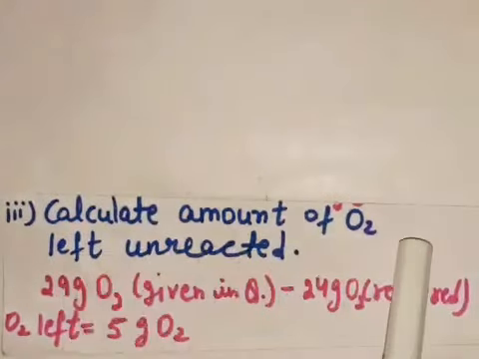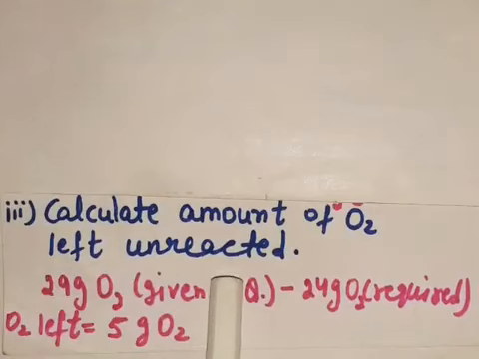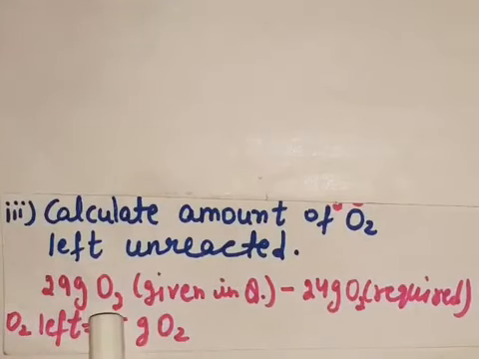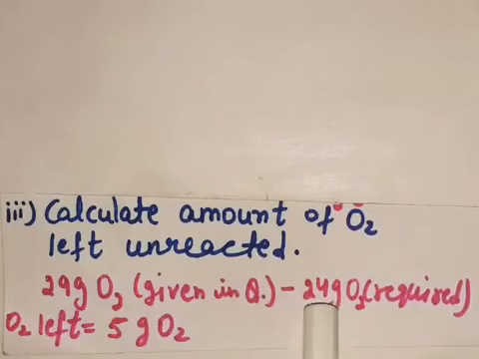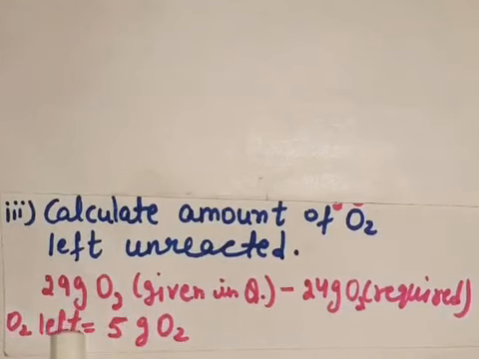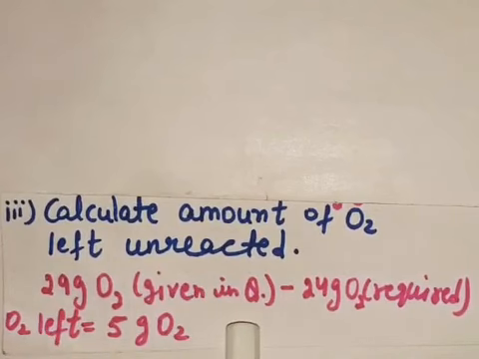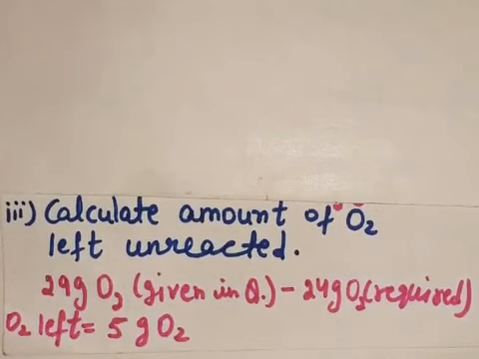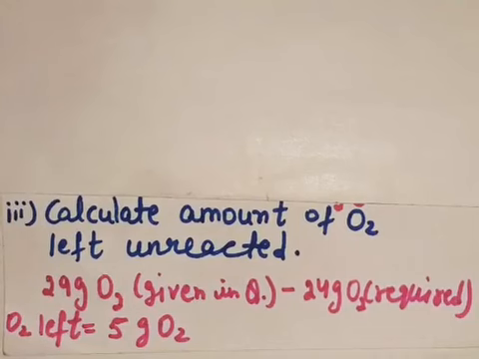Calculate the amount of oxygen left unreacted. Now the given amount of oxygen is 29 gram. This 29 gram of oxygen is given in the question. But only 25 gram of oxygen reacts with 3 gram of hydrogen. So 29 minus 24 is equal to 5 gram. That means 5 gram of oxygen is left unreacted. So this is how you will solve questions based on limiting reagent.